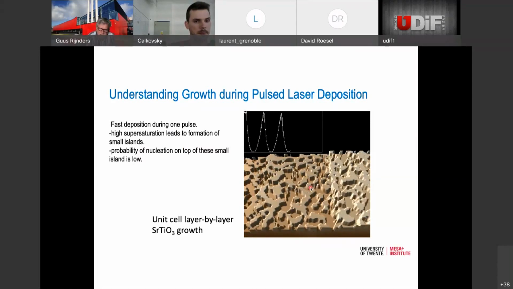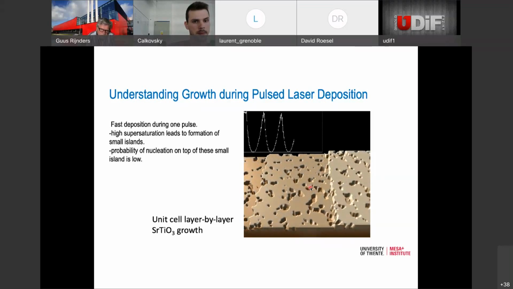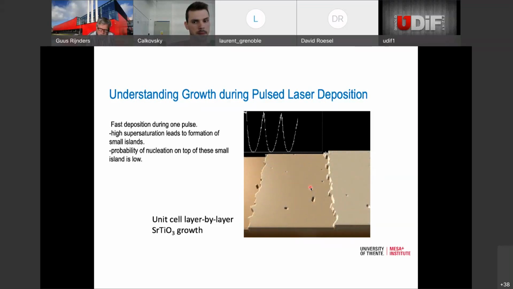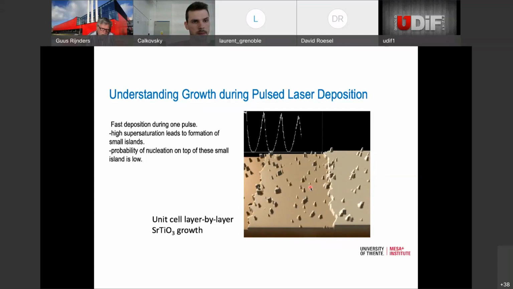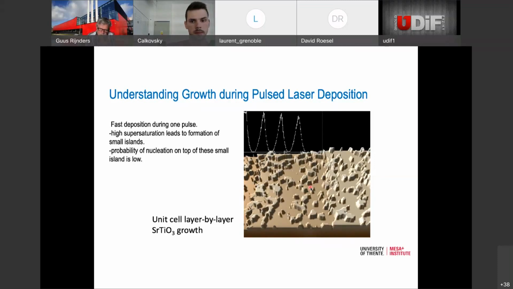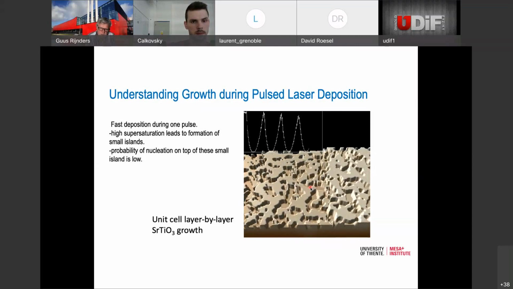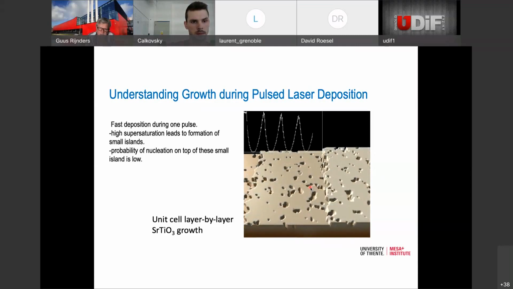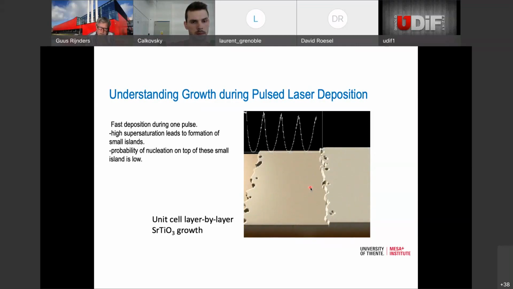This is actually a very nice growth mode, because you get single unit cell layer-by-layer growth, and you only get new nucleation when the previous layer is completely finished. So what you can see here, we are at the maximum of this intensity. If we stopped here, we have exactly deposited 4 unit cell layers, and that is quite interesting.